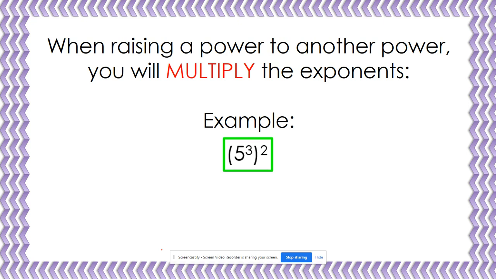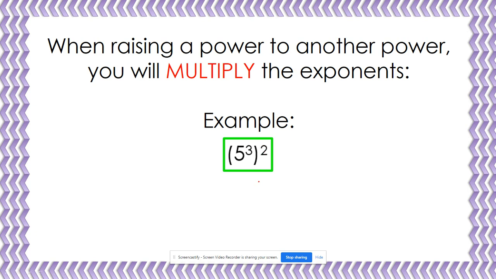Today we're going to learn about the next exponent rule, which is called the power to a power rule. When you are raising a power to another power, you are going to multiply the exponents. If you look on your screen, the example there is 5 to the third power raised to the second power. This is a power to a power rule because you have a number being raised to a power, and then it's also being raised to another power.